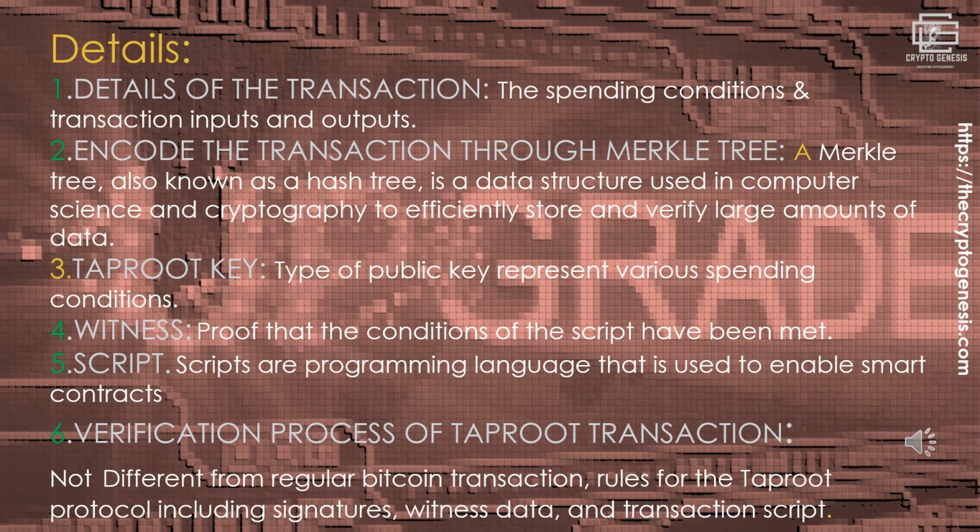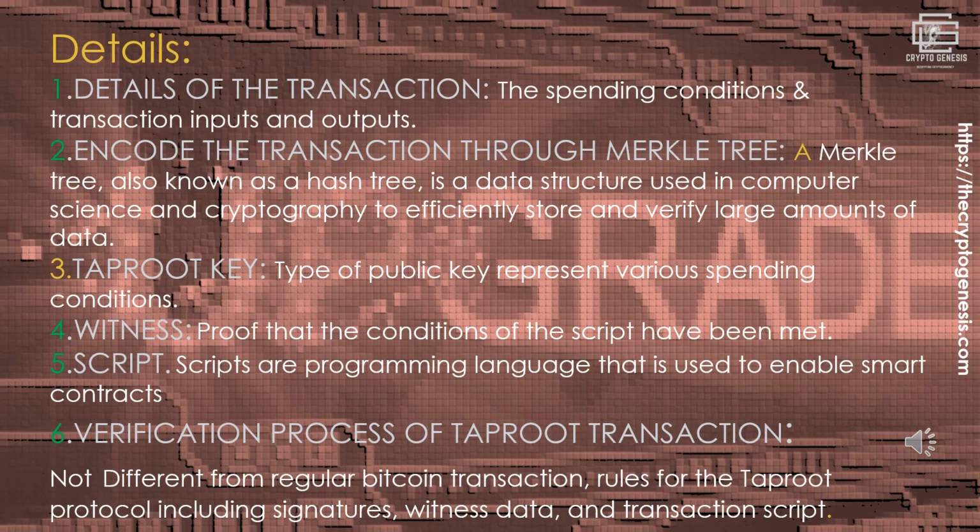So first we will discuss details of transaction. When you want to spend the Bitcoin received through a Taproot transaction, you need to disclose the details of the transaction script in order to prove that you have met the conditions required to release the funds. This is done by providing a witness that satisfies the condition of the script. It requires more information to be included in the transaction in order to prove that it is valid, as Taproot transactions are complex. This information includes the spending conditions and the details of the transaction inputs and outputs. In our next video, we will cover inputs and outputs of Bitcoin thoroughly.